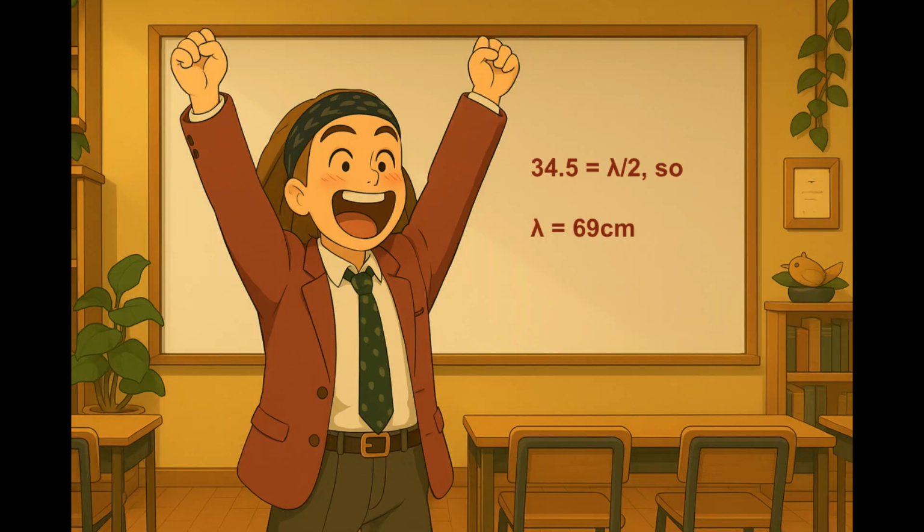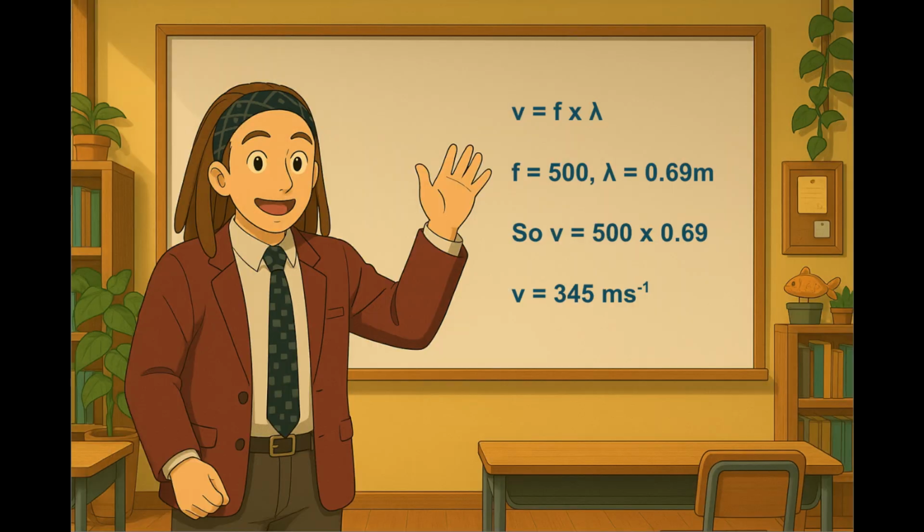The consistency of these differences confirms that 34.5 centimeters represents half a wavelength, lambda over 2. Therefore, the wavelength lambda is 2 times 34.5 centimeters, which equals 69.0 centimeters. To use this in our speed calculation, we convert to meters: 0.690 meters.